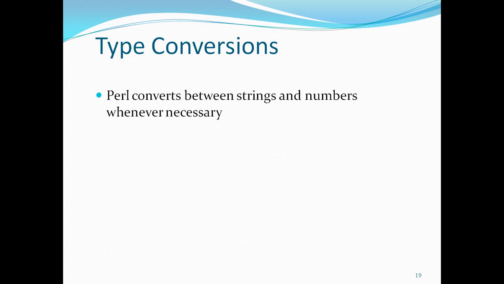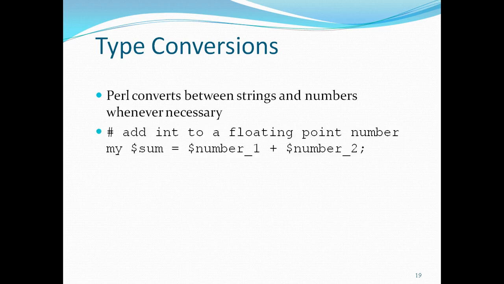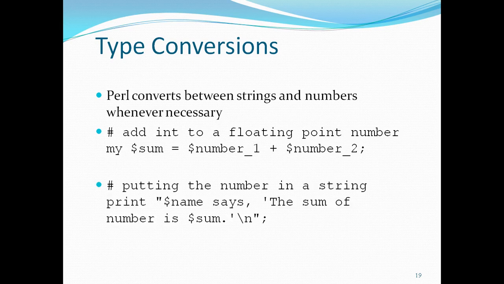Type conversion. What is type conversion? Perl converts strings and numbers whenever necessary, that is numbers to strings or strings to numbers. For example, we have two variables, number 1 and number 2. Number 1 is a normal integer and number 2 is a floating value, so it can sum both an integer and a floating value. This is nothing but type conversion. It internally adds the floating and integer numbers. Putting the number in a string, we can print it. The print says the sum of the numbers is, so it displays the result.